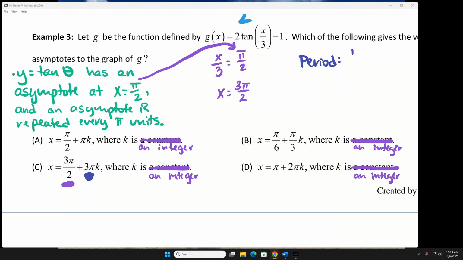So the period, we're going to take pi and we're going to divide it by b. What is b here? 1/3. Yes. So last class they said x over 3, and that's very close, but x is never in your period. So it's just 1 over 3, and then how do you divide by a third? Multiply by 3. So that is why that 3k is there.